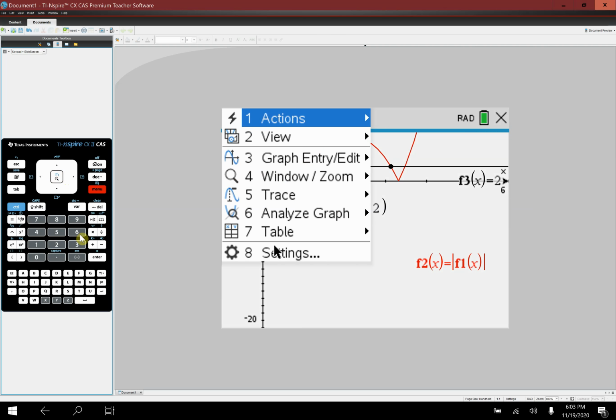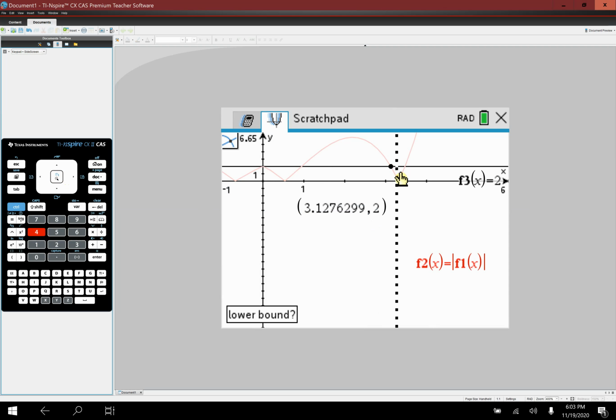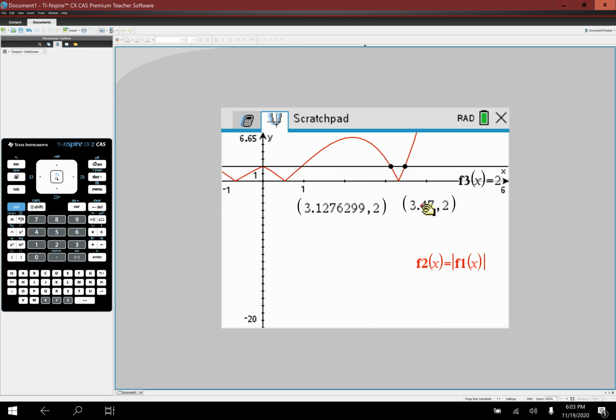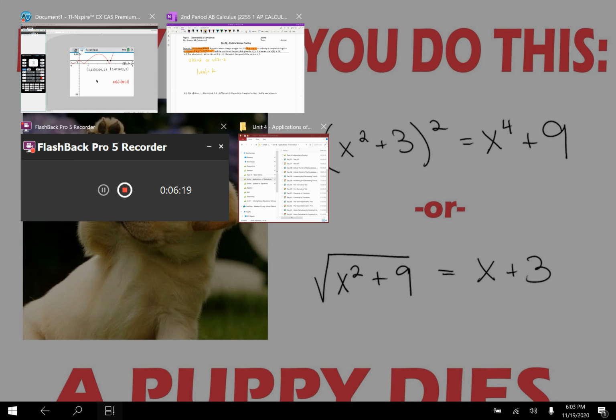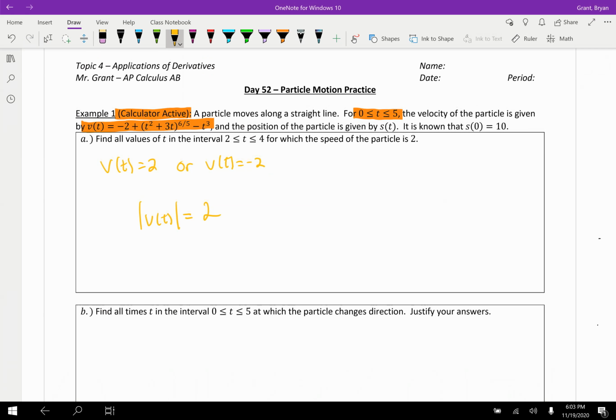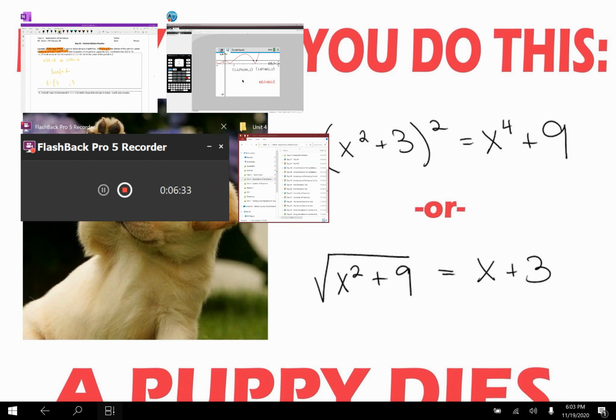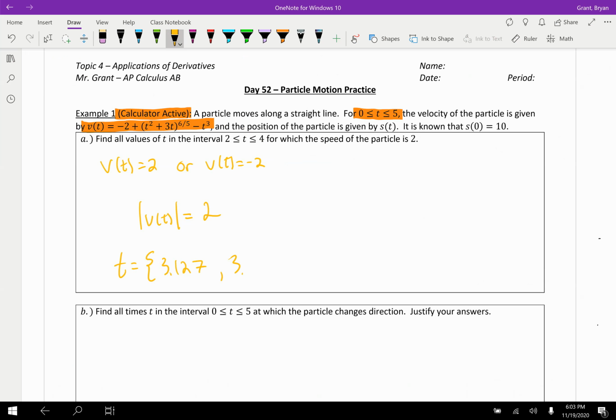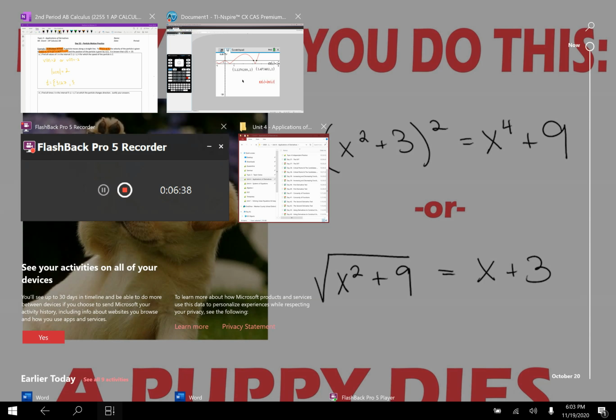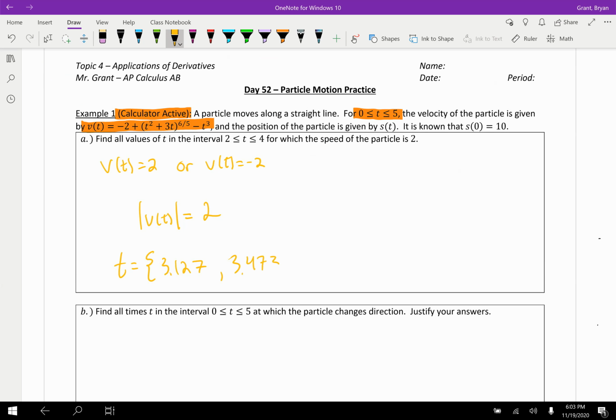Okay, then we need to find the other intersection point. Menu, analyze graph, intersection. Here to here. We also need a few more decimals. And then we're set. 3.1276 and 3.473. I will remember maybe one of those. So the only setup we need is this, and then my time values. T equals 3 point something and 3 point something else. Did really well there. Hopefully they're still saved. 3.1276. You can either truncate or round. And 3.473. Great. And that's it. Nothing too bad.